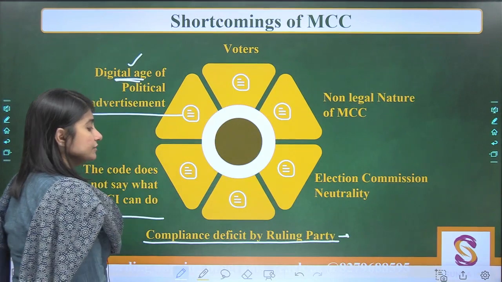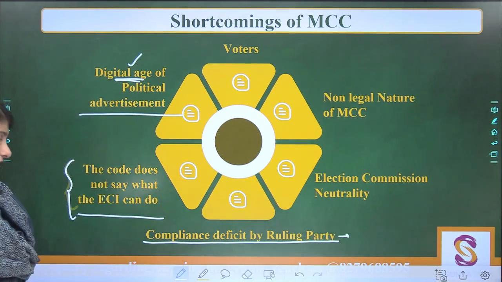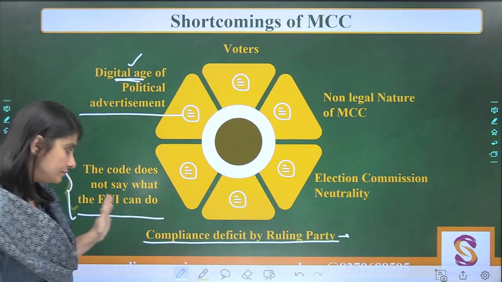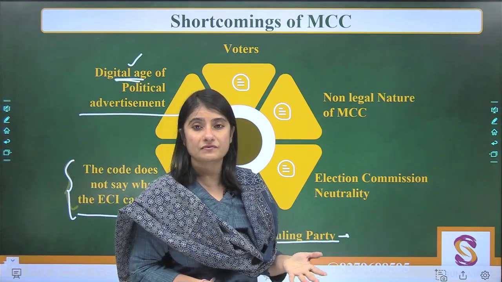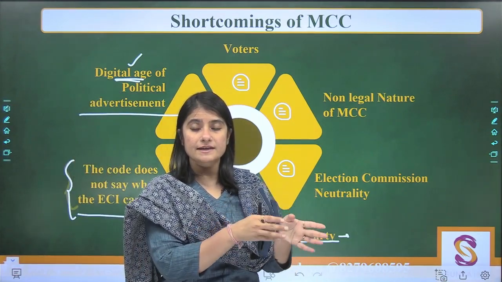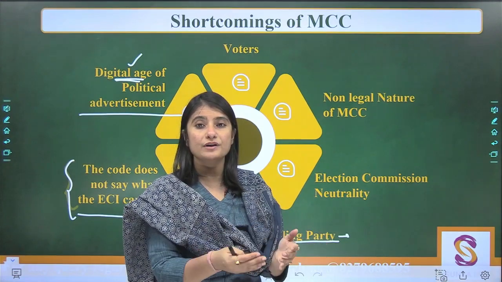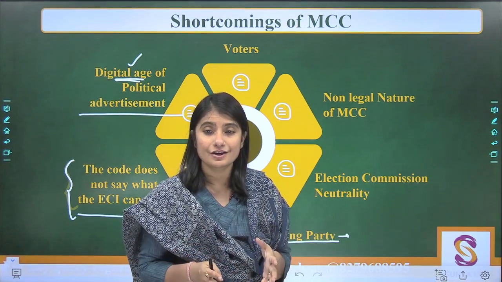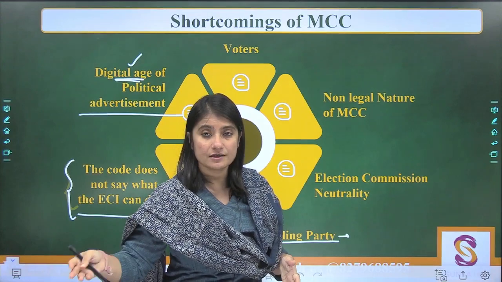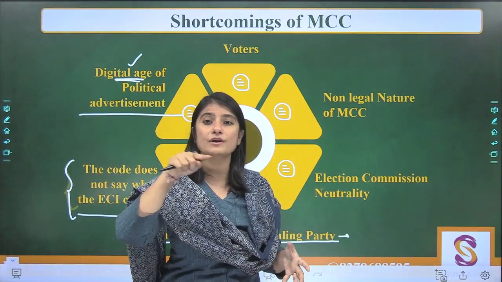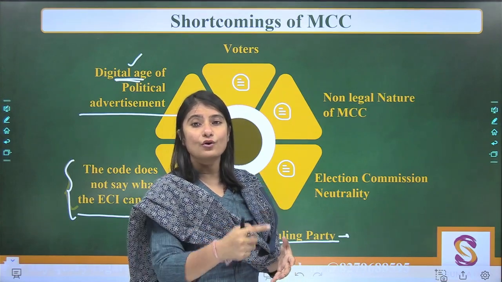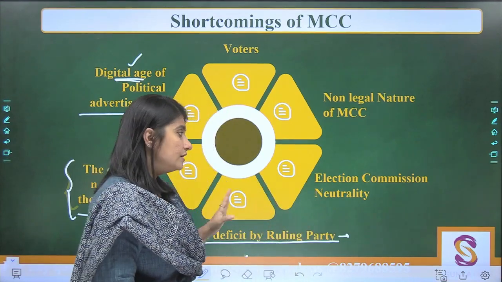As an example, in the 2019 elections, we have seen that the ruling party itself showed compliance deficit. So if the ruling party sets this precedent, it is going to be difficult for the country to have free and fair elections. So the ruling party or all the political parties will have to take the onus of following the model code of conduct on their own.